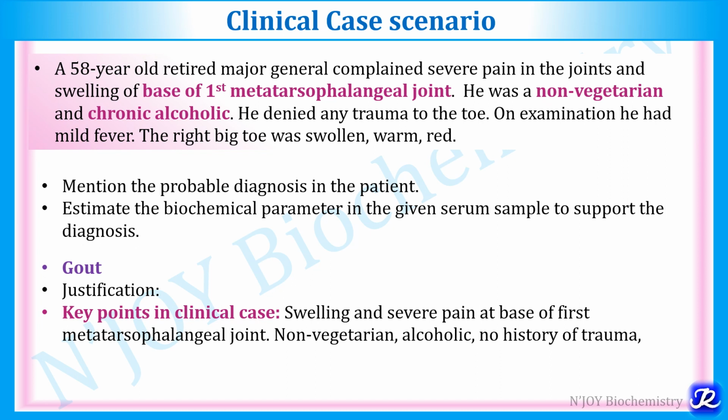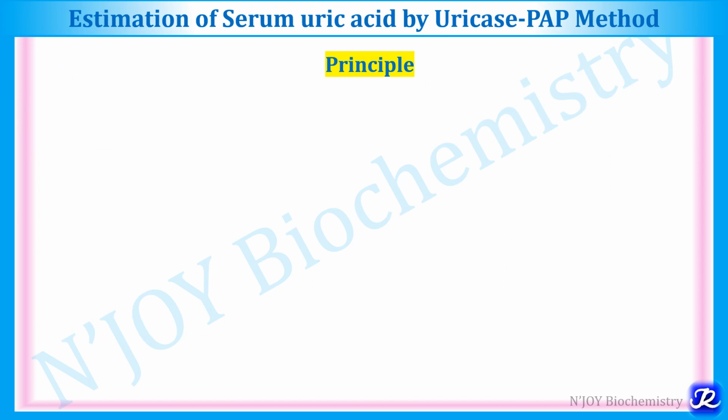So obviously we are going to estimate uric acid level in the serum. The name of the experiment here is estimation of serum uric acid by Uricase-PAP method. You should always mention the name of the experiment and the name of the method. The method is Uricase-PAP method.